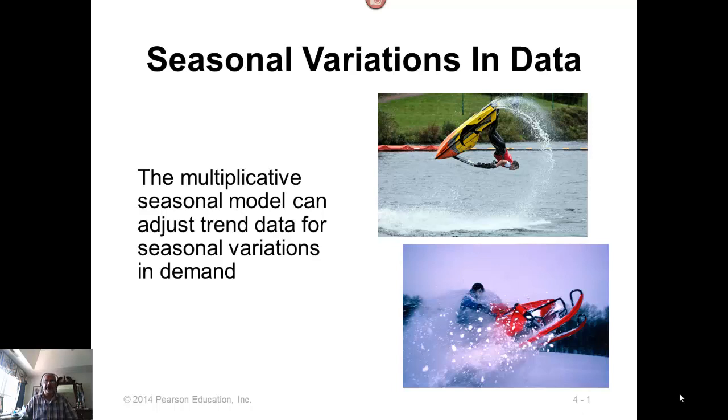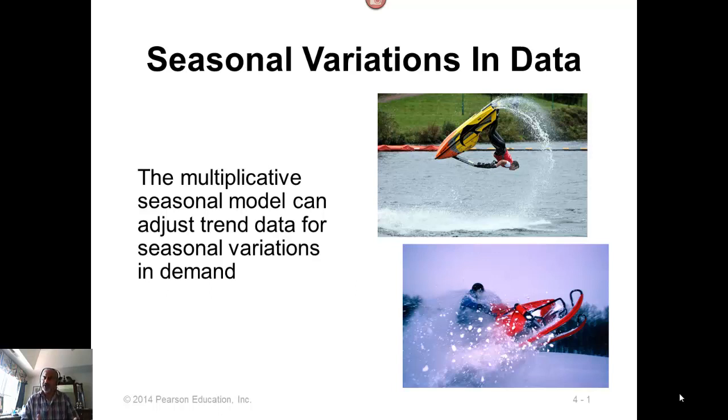Next is seasonal variations in data. So far we looked at no seasonality, no trend, just random fluctuations. We used naive, moving average, weighted moving average, exponential smoothing for that case. We looked at trend projection using regression analysis. So now we're going to include seasonal variations in data as well. And we're going to use what is called a multiplicative seasonal model.